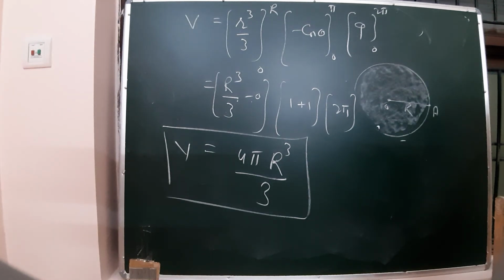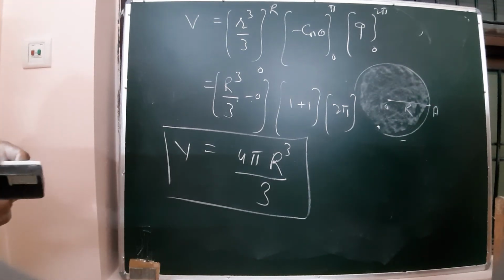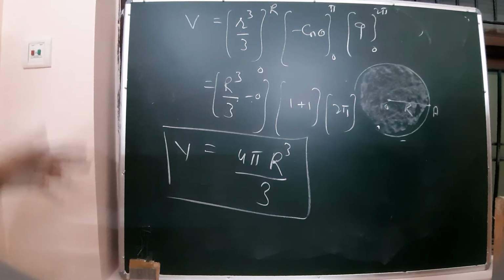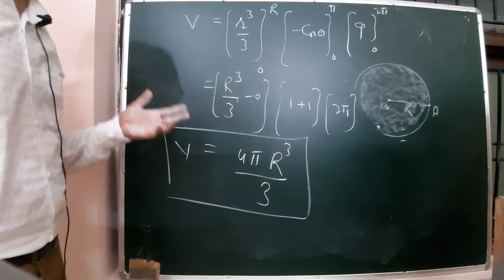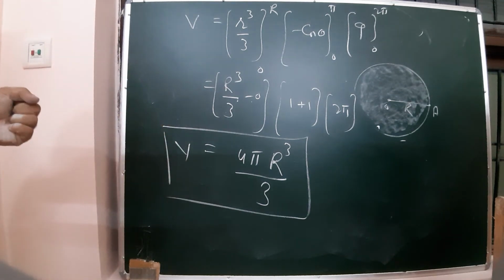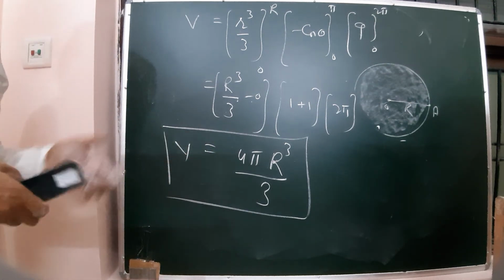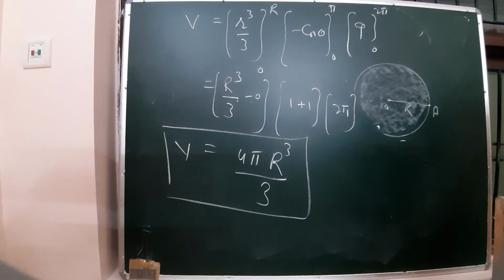So, it is all about the volume. We have done 3 problems, that is the area of a circle is pi r square, the surface area of a sphere is 4 pi r square, and the volume of a sphere is 4 by 3 pi r cube. So, we can derive these formulae by using the spherical polar coordinate system. Thank you very much.